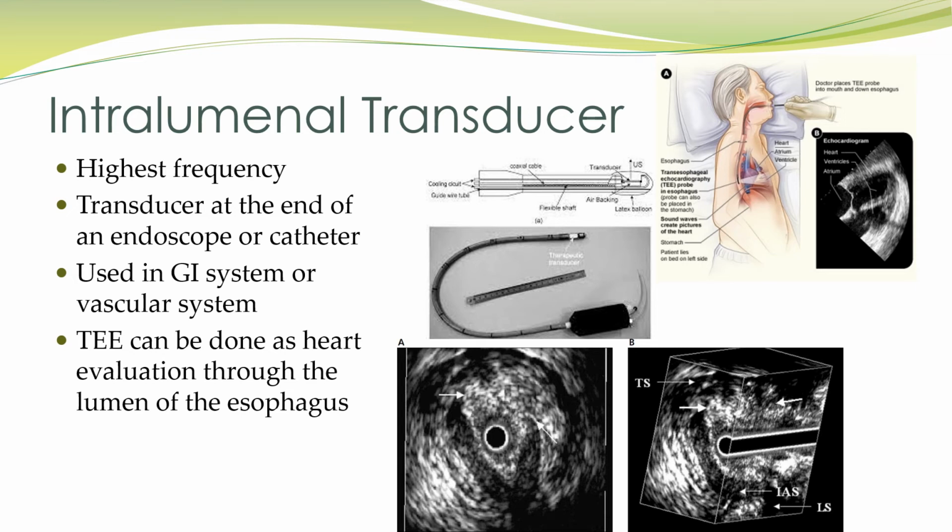Now finally, unless you're in a specialty or have a lot of interest in this area, the intraluminal transducer is typically not that common to use. These are our highest frequency transducers. They're usually attached to either the end of an intravascular catheter or the end of an endoscope. So here you see it on an endoscope.